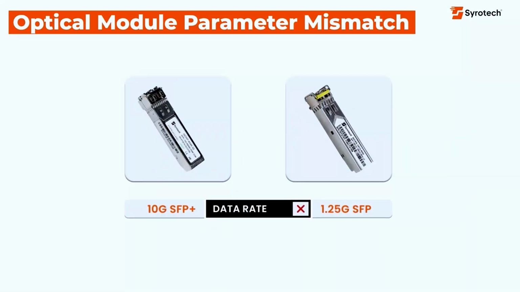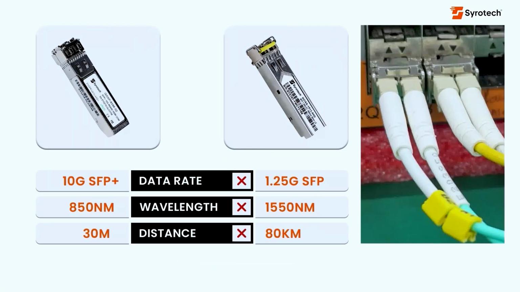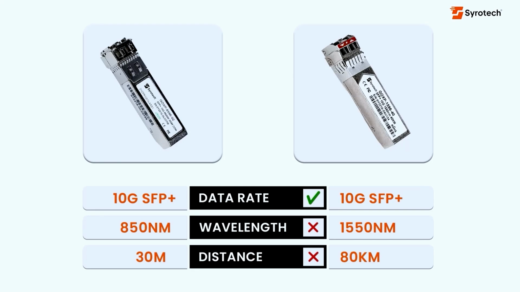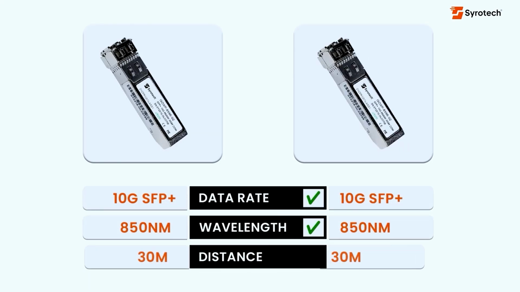Third, check the module parameters. Differences in speed, wavelength, or transmission distance can prevent the optical link from working. Always verify compatibility before use and replace mismatched modules.